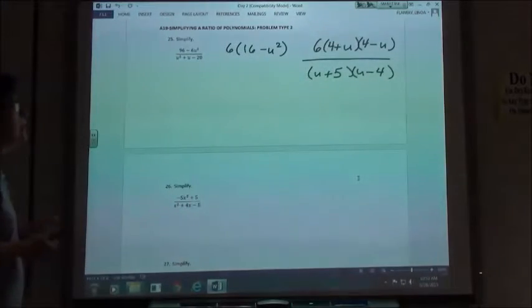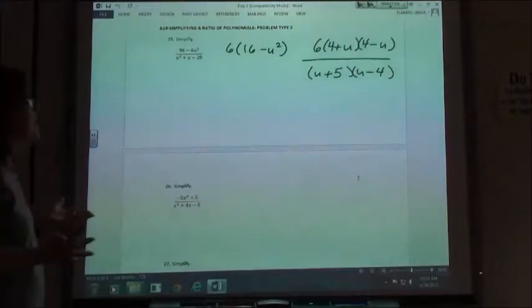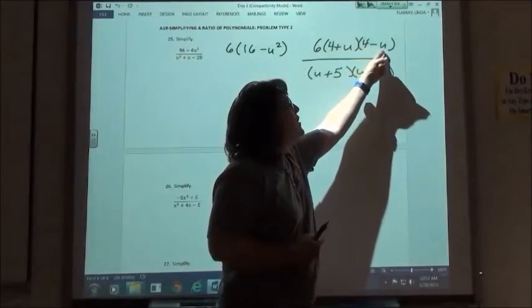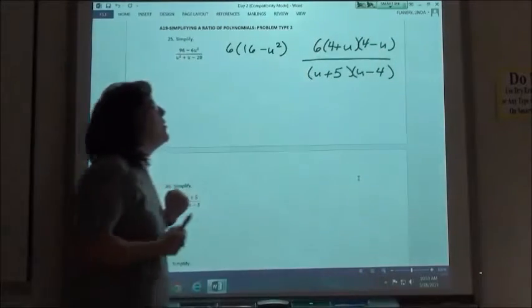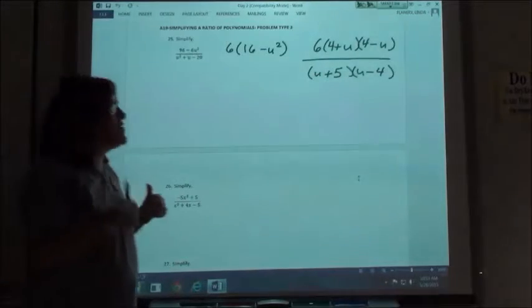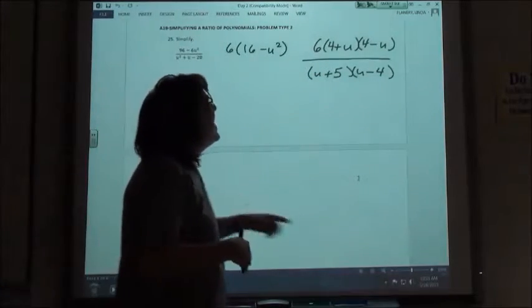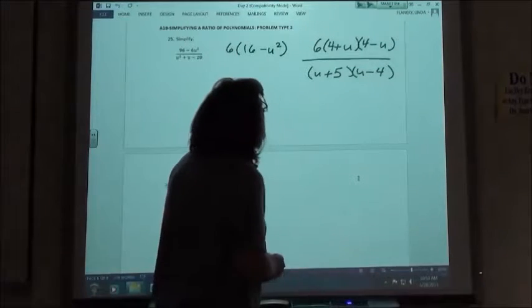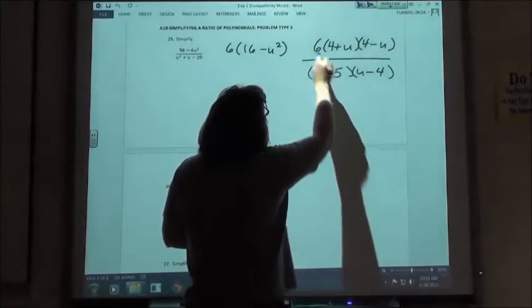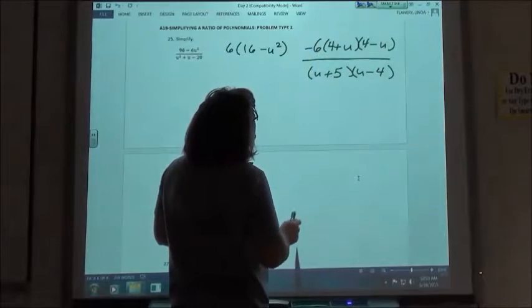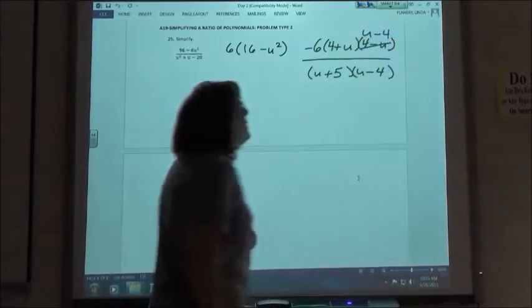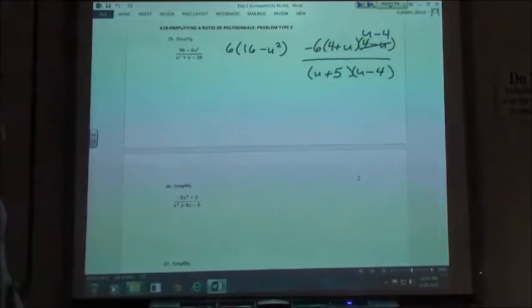Now in this case, I look at it and say, well, I don't have anything that's exactly the same, but if I could switch this one around to 4 minus u instead of u minus 4, then they would be the same. So all I'm going to do here is factor out a negative 1. When I factor out a negative 1, it's going to make that a negative 6 instead of a positive 6, and make this u minus 4, basically just switching both of those signs.